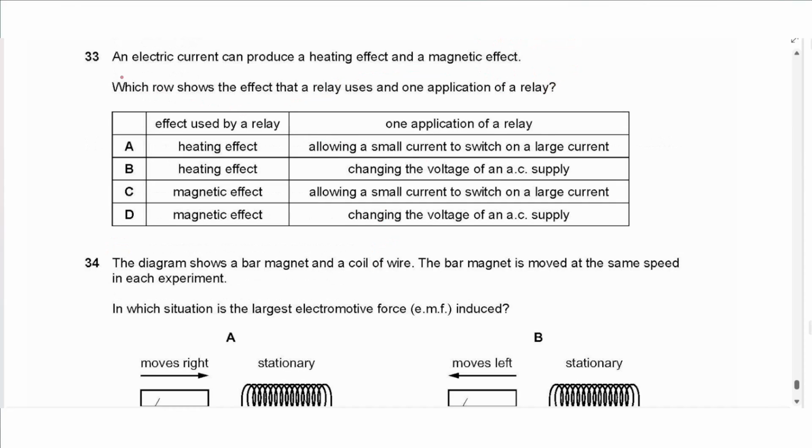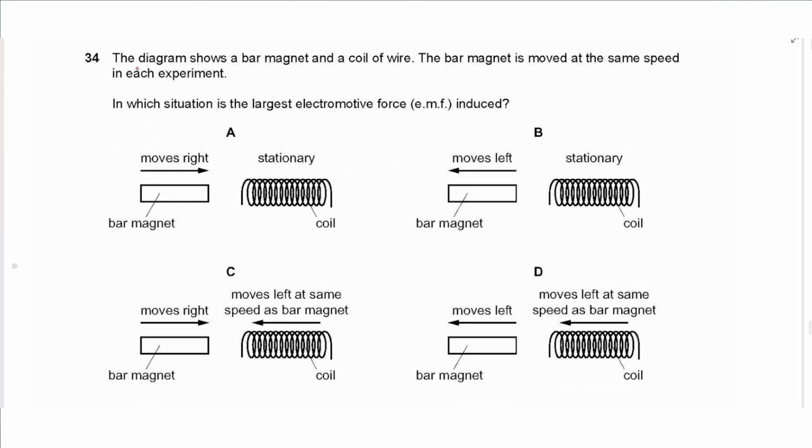Question 33 says an electric current can produce a heating effect and a magnetic effect. Which row shows the effect that a relay uses and one application of a relay? So it uses the magnetic effect. The heating effect is used by a fuse. So we have the choices: allowing a small current to switch on a large current in another circuit. Yes, this is the answer. So we choose C.